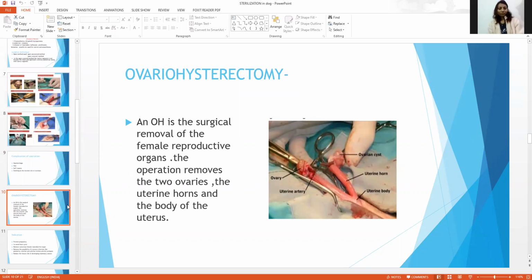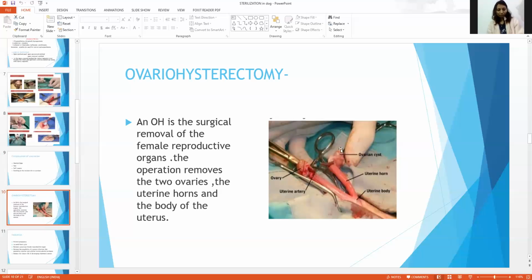Then ovarian hysterectomy. Ovarian hysterectomy is recommended either if the animal is having pyometra, or if we are interested in preventing the reproductive ability of these animals, then ovarian hysterectomy is recommended.